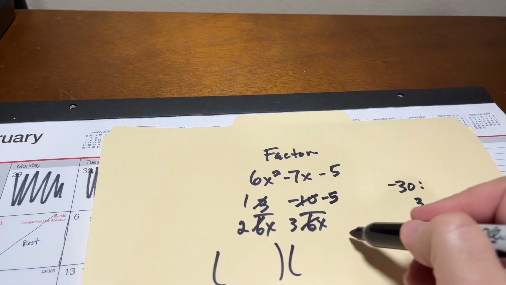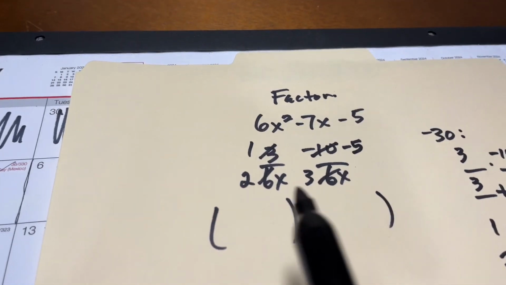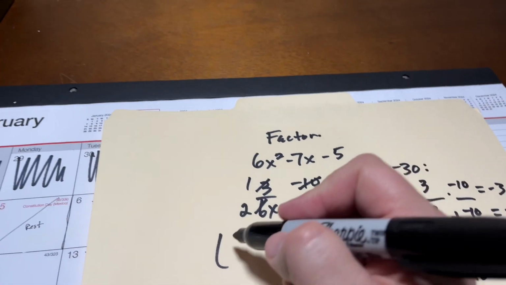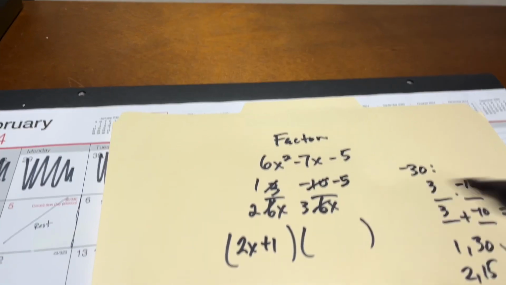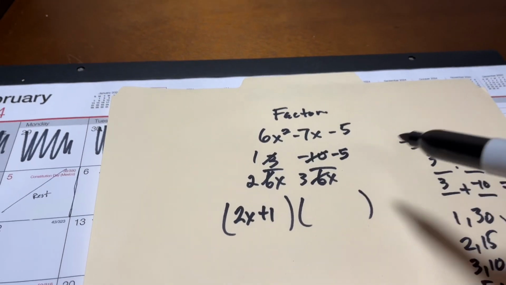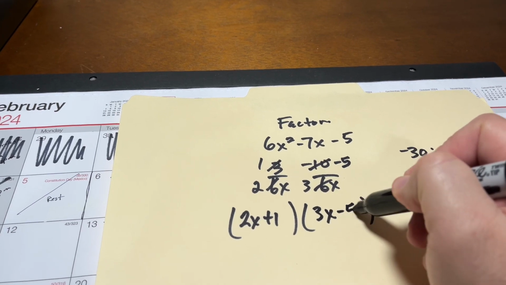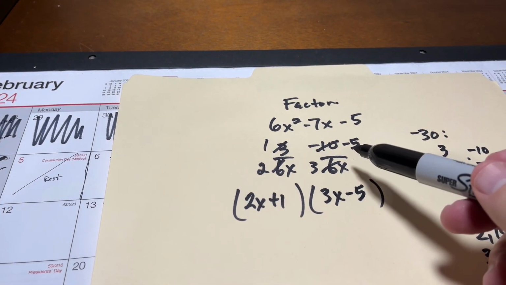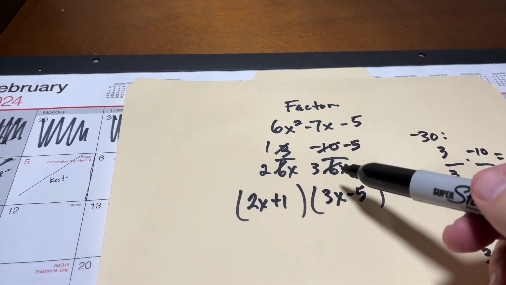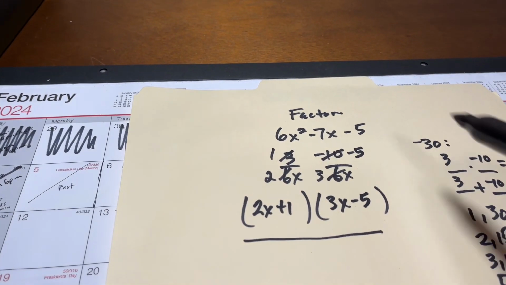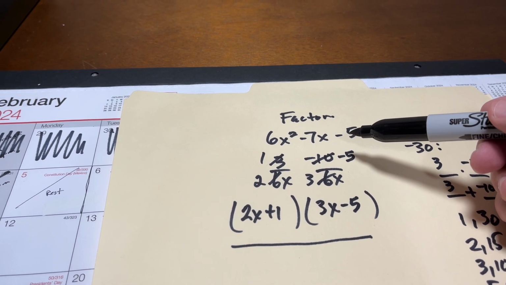So now I'm going to put down my two sets of parentheses here, and I'm going to go bottom up. This is 2x and a 1. So 2x plus 1. And then over here, this is 3x and minus 5. So 3x and minus 5. So bottom up. And this is my factored form of this original trinomial up here.